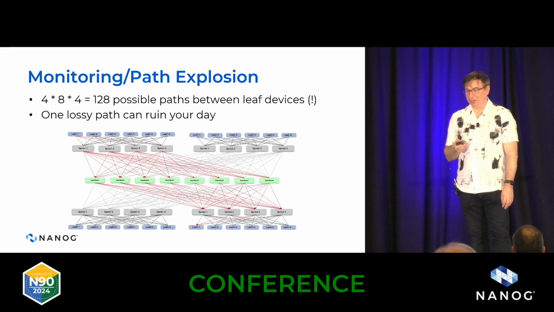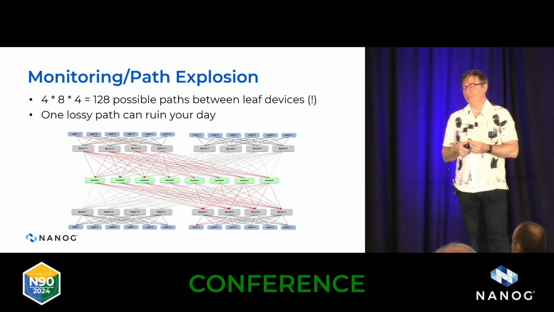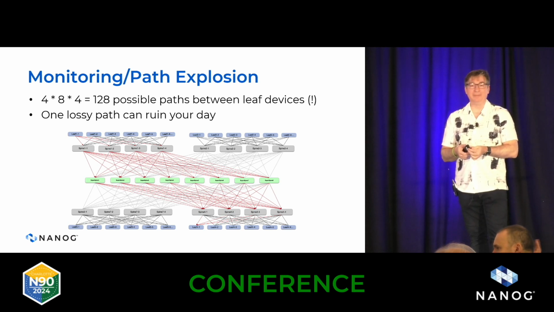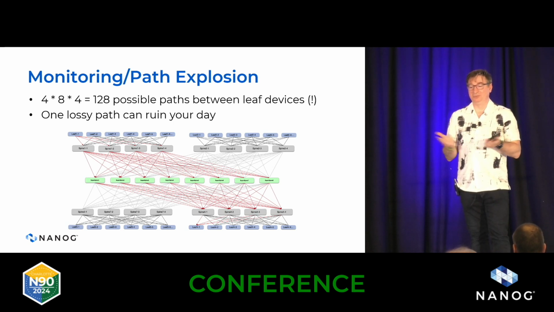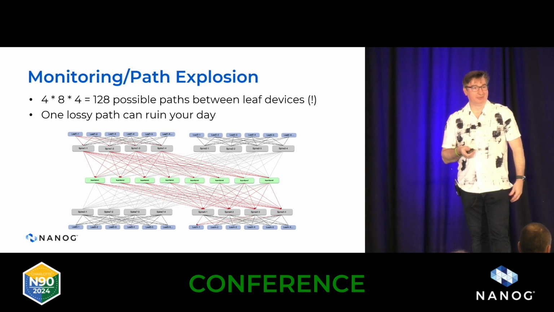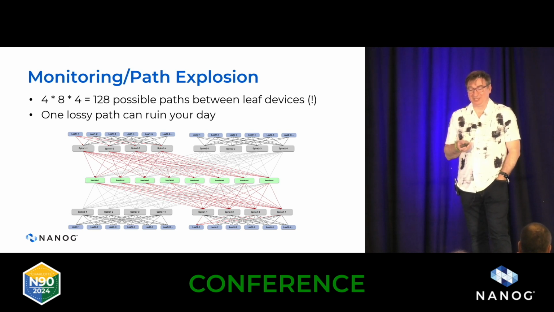Last bit, I know I'm running a little bit over. One of the biggest issues you'll run into when monitoring and operating this is just the fact that there are so many paths between two hosts. In this particular example, there are 128 possible paths between two individual racks, and one of those paths is dropping traffic, and that can kind of ruin your day. That's kind of a necessary evil when you have to start scaling wider and wider.